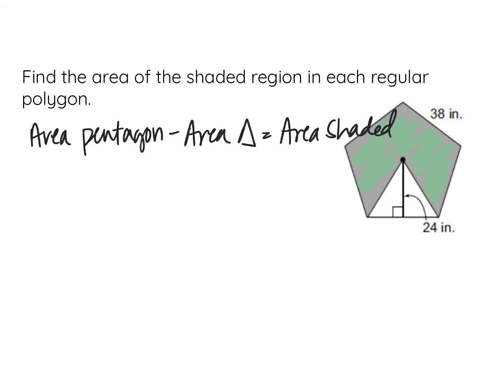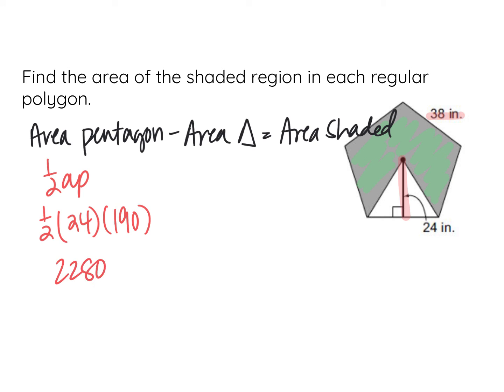So let's look at the area of the pentagon. That is a regular polygon, so we're going to use 1/2 AP. The apothem is this right here, center to the side. So that's 24. The perimeter is, we have a side length here of 38. So 38 times the 5 sides. So that's 190. Then 0.5 times 24 times 190 is 2,280.